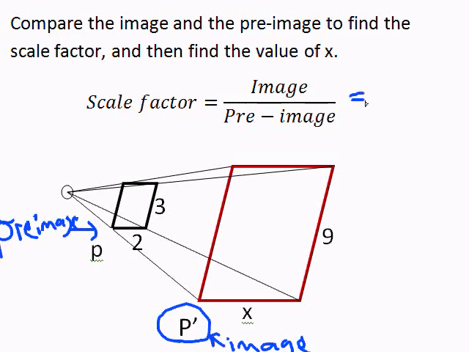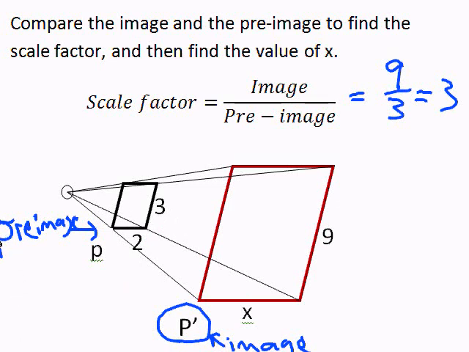So to find the scale factor, we just choose a side that we have for both of our figures. Notice I've got a 3 on this figure and I've got a 9 on this one. So those are corresponding sides, so I can compare those two sides. So I'm going to do the image, which is 9, over the pre-image, which is 3, giving me a scale factor of 3. Scale factor of 3 means that the red shape is 3 times bigger than the black one.